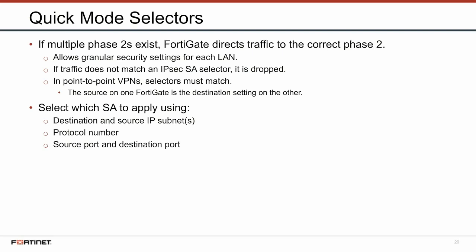When configuring selectors, specify the source and destination IP subnet that will match each Phase 2. You can also specify the protocol number and source and destination ports for the allowed traffic. In point-to-point VPNs, such as connecting a branch office FortiGate to a headquarters FortiGate, the configuration on both sides must mirror each other.